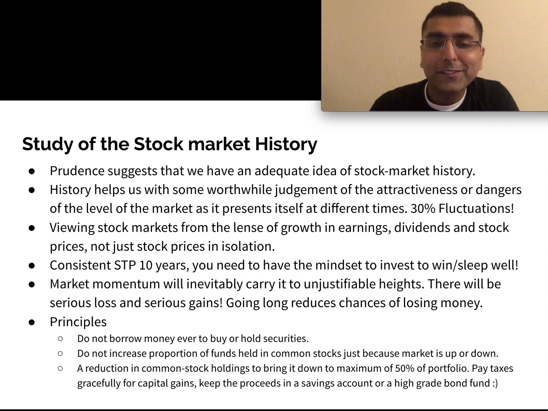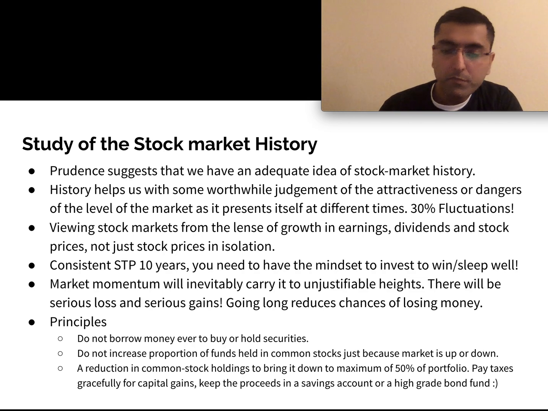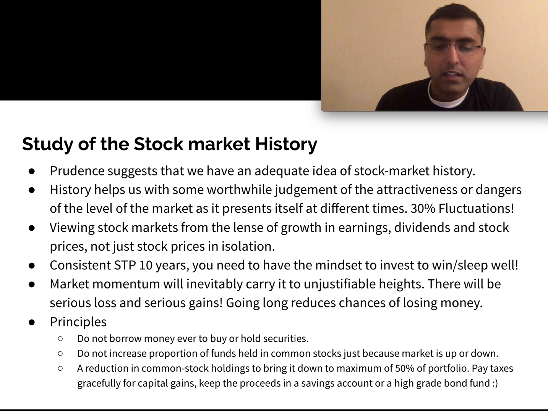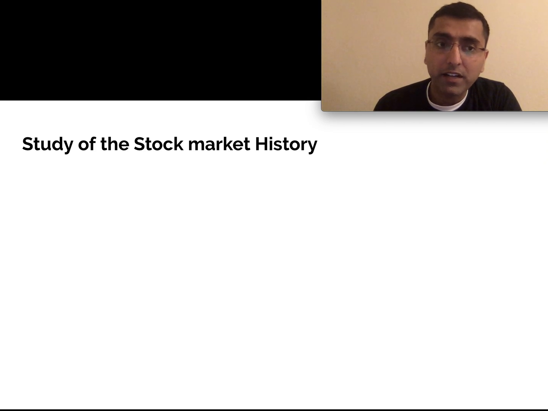Pay income tax wisely with grace, and the proceeds should be rebalanced into high grade bonds or cash or savings account. So at max 50% is a prudent, most aggressive investment, versus 50% bond and cash was the key learning. So those are three key principles from Graham.